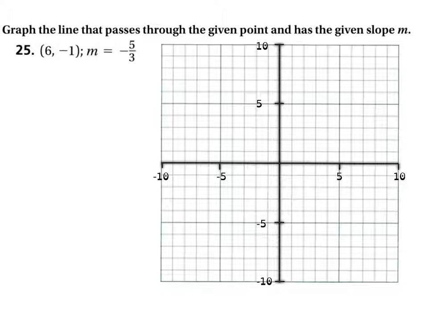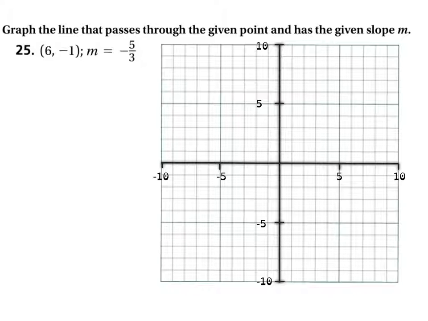So we're graphing the line that passes through the given point and has this given slope m. So let's first plot the point at 6 comma negative 1. Remember, this is your direction that you go left or right from the origin. Here's the origin right there. Okay, so how far do we go left or right?